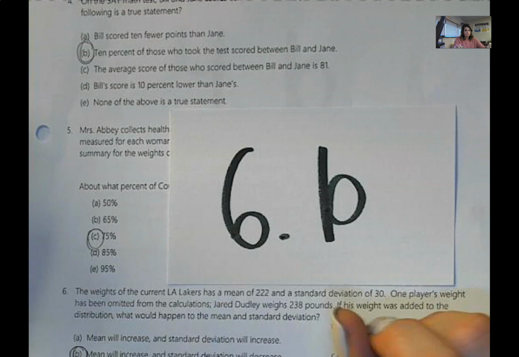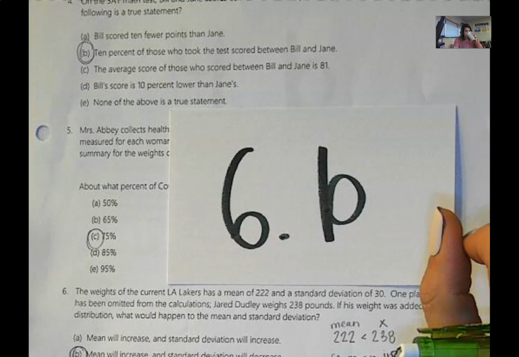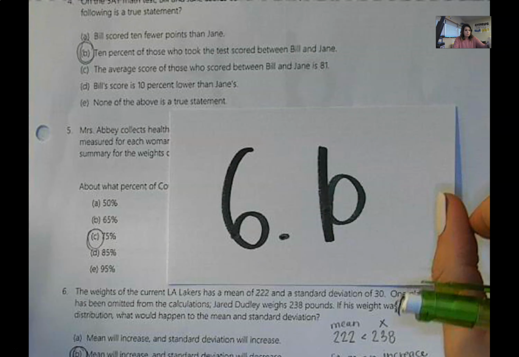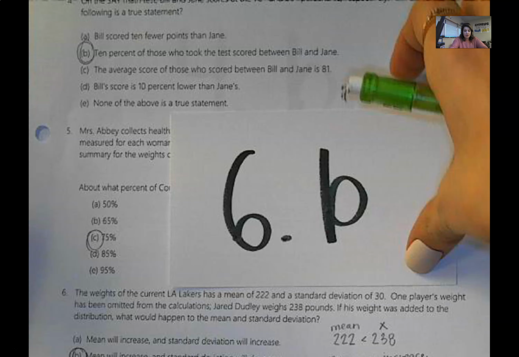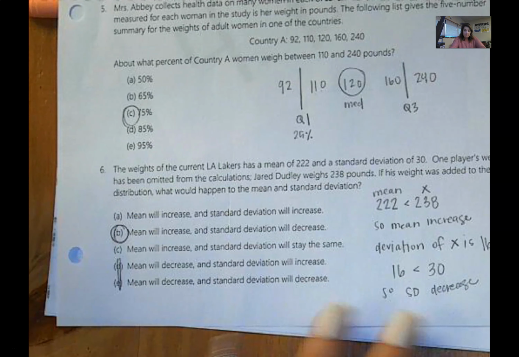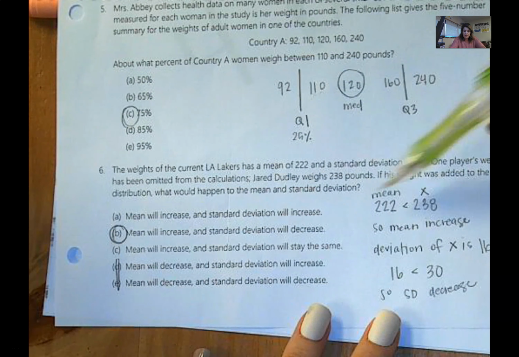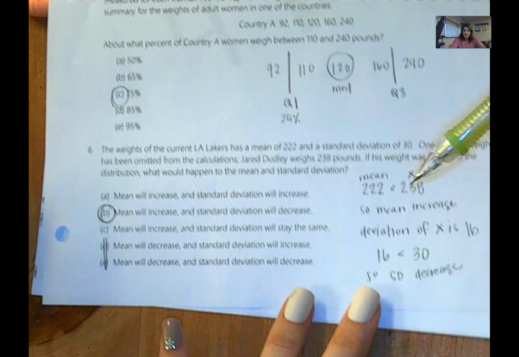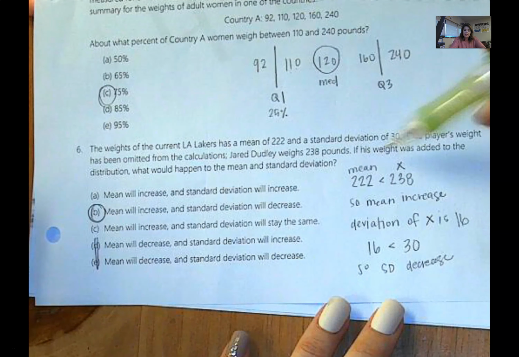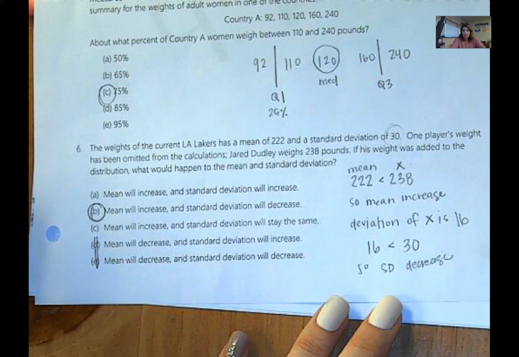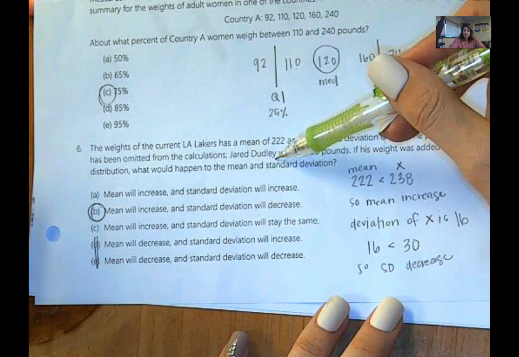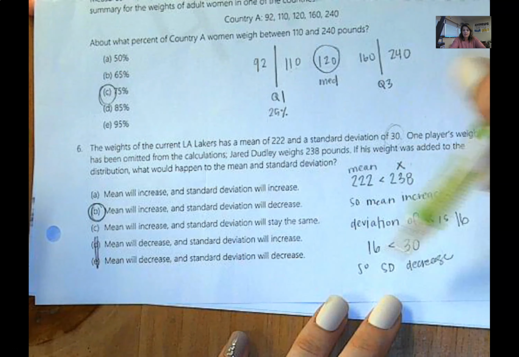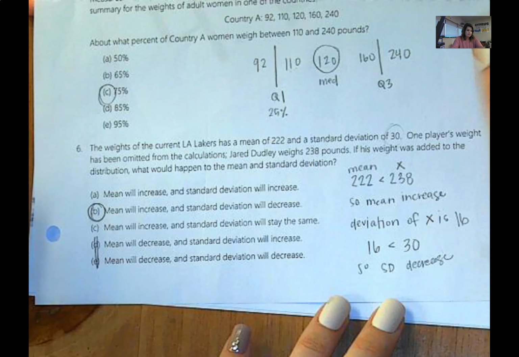Six. Okay, I did a flashcard on problems like 6. So hopefully that flashcard helped if you saw it. But the mean will increase because Jared Dudley weighs more than the mean. And the deviation will decrease because the standard deviation is 30, but Dudley's deviation is only 16. So standard deviation will decrease.